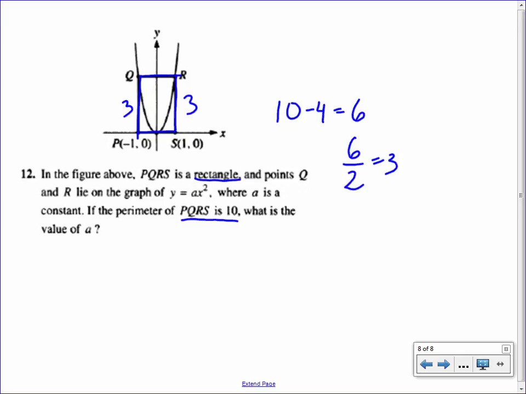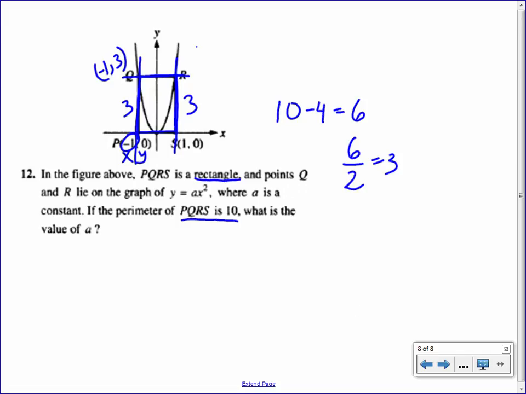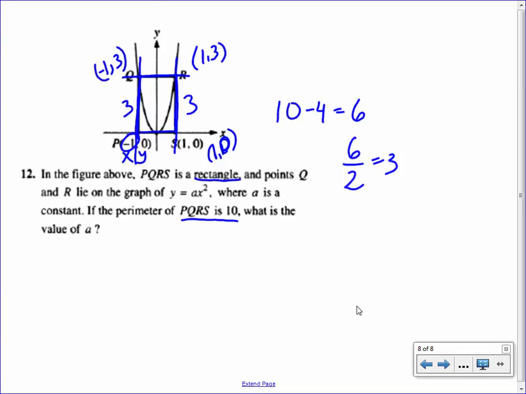And since we know that this y coordinate here is 0, then we know that this y coordinate here is 3. And we know, since it's a rectangle, this x value will be identical to this x value because these lines need to be parallel to each other. Okay, and then we know this is 1, 3. And with this information, we can plug into our equation, y equals a times x squared, and we could figure out what a is.